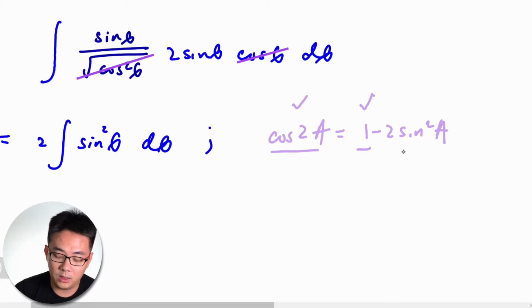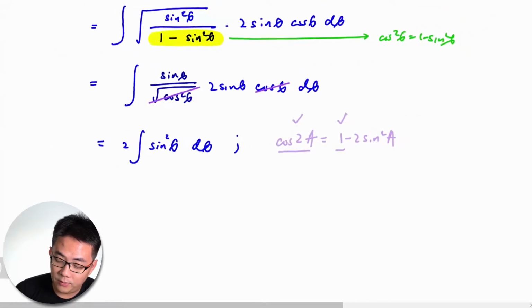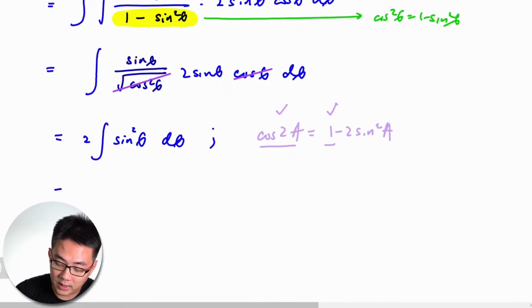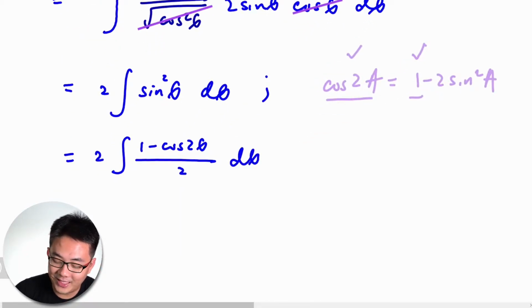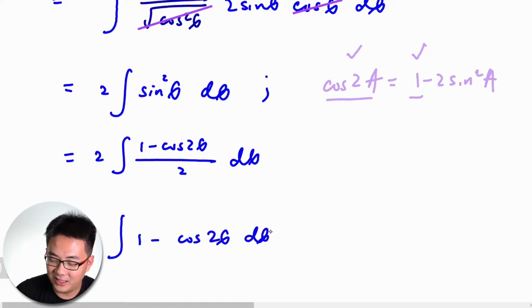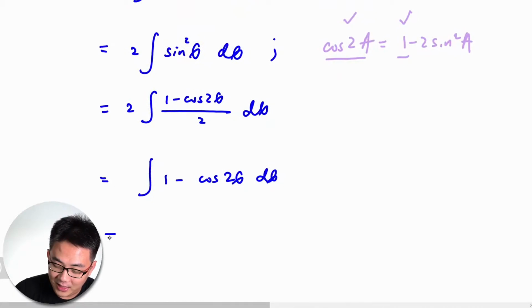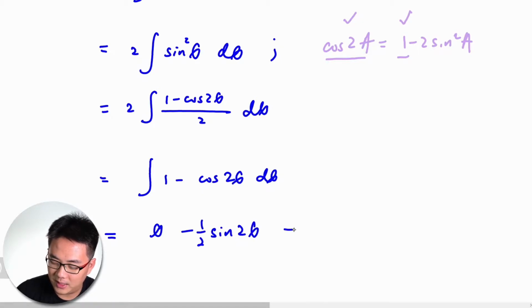What you can't integrate is sine square theta. So in this case, if you use this formula, what we'll get is 1 minus cos 2 theta over 2 d theta. Basically what you get is 1 minus cosine 2 theta d theta. This is pretty cool. Then basically this is theta minus sine 2 theta over 2, plus c.